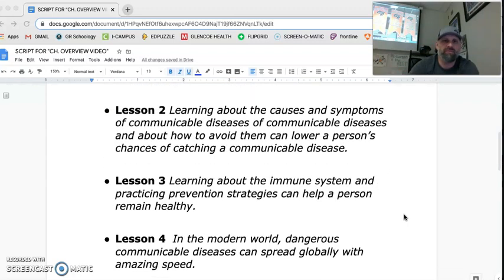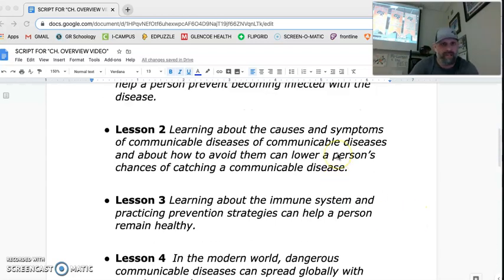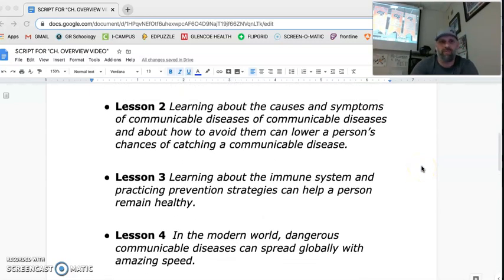Lesson 2, learning about the causes and symptoms of different communicable diseases, and about how to avoid them, and how that can lower a person's chances of catching communicable diseases. So just some typos here in my little thing, that's why I'm stuttering over some of this stuff. But learning about the causes and symptoms of communicable diseases, and about how to avoid them, and how to lower a person's chances of catching a communicable disease. So again, learning more about how to protect ourselves.